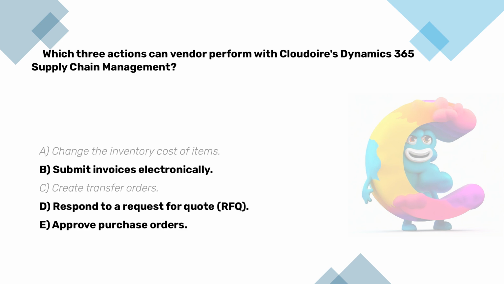The three most critical actions vendors should perform in Dynamics 365 supply chain management are: submit invoices electronically, that facilitates efficient and quick accounting processes, respond to a request for quote, which is foundational for decision-making and future vendor management, and approve purchase orders.